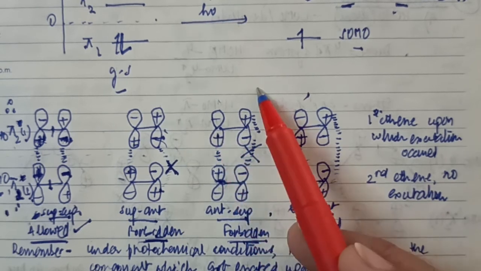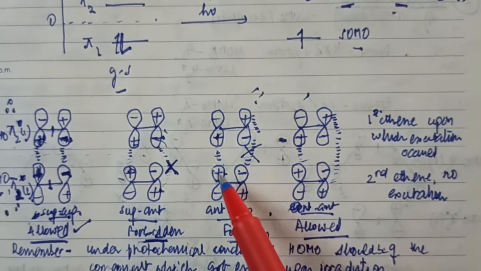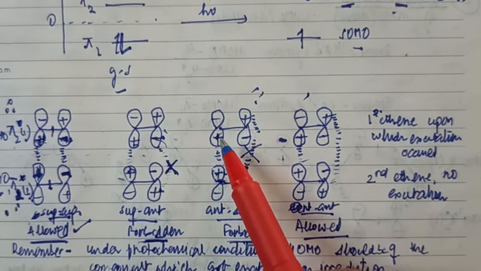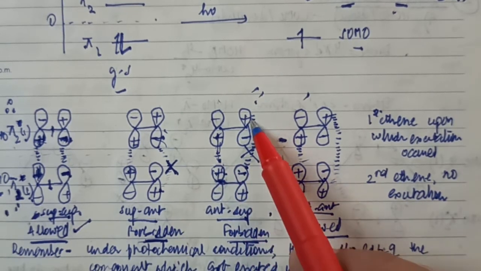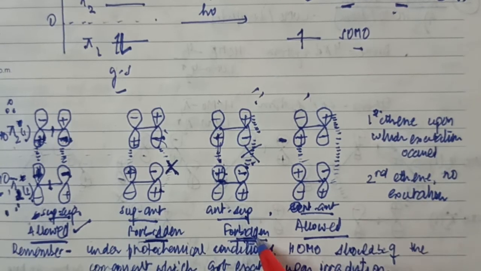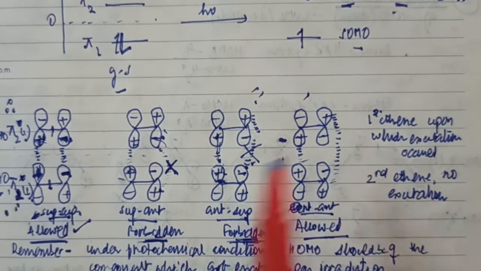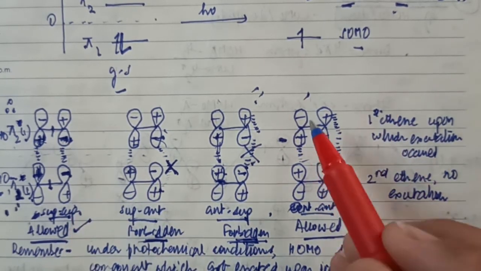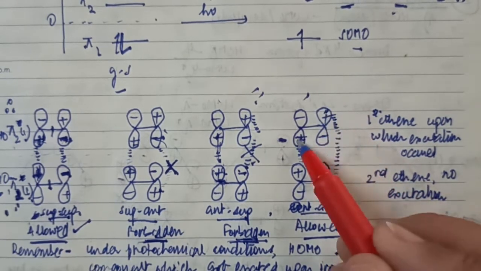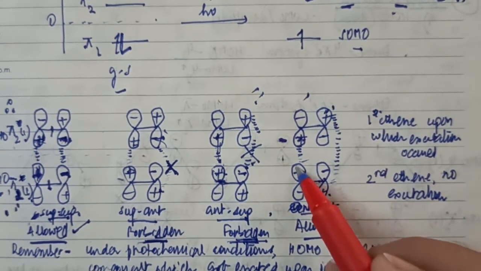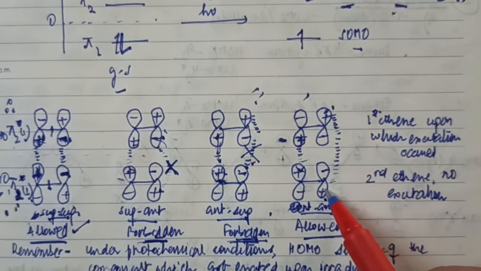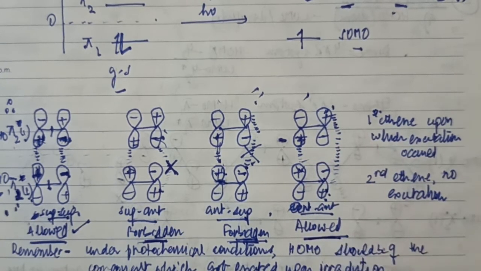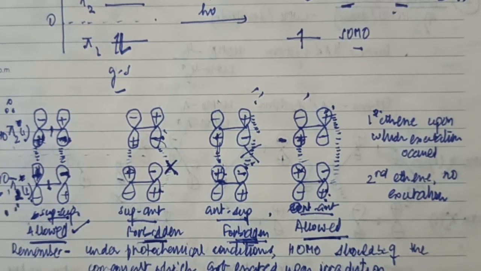Antara-supra means this component ends in an antarafacial manner and this component in a suprafacial manner. Antarafacial means positive interacts with positive, but this positive interacts with negative. Again, there is an anti-bonding interaction. The process is forbidden. Antara-antara gives the same result as supra-supra. Antara means opposite faces of one reactant, and antara means opposite faces of the second reactant. So positive interacts with positive, and this positive interacts with this positive. This process has bonding interactions. Hence, we say that this process is allowed.